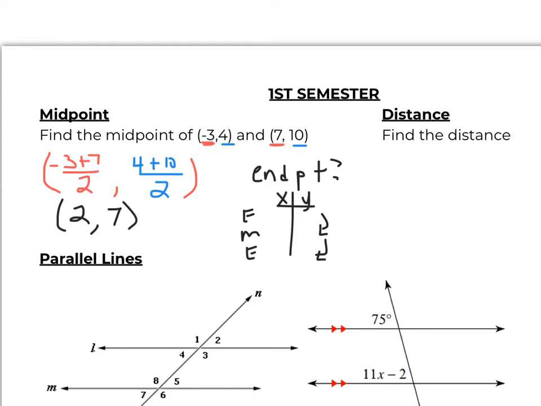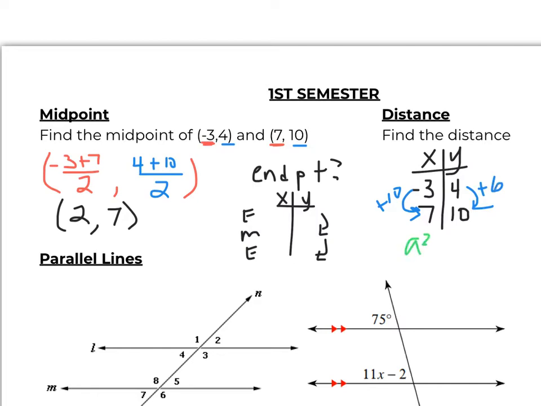So let's say instead I wanted to find the distance between those 2 points. If I want to find distance, distance is really just a fancy Pythagorean theorem. So to do that, we put it in the table, and we see how do you go from -3 to 7? We go up 10. How do you go from 4 to 10? We go up 6.